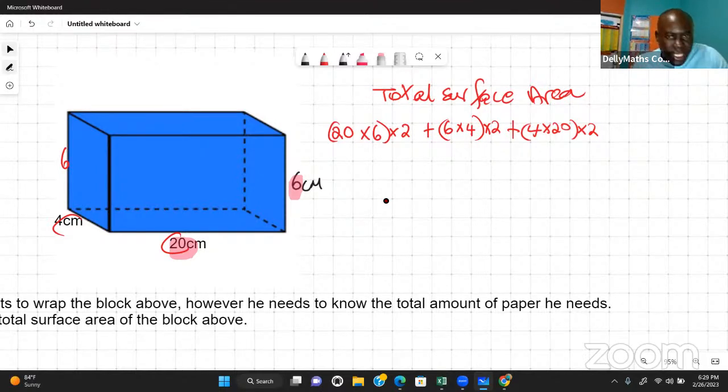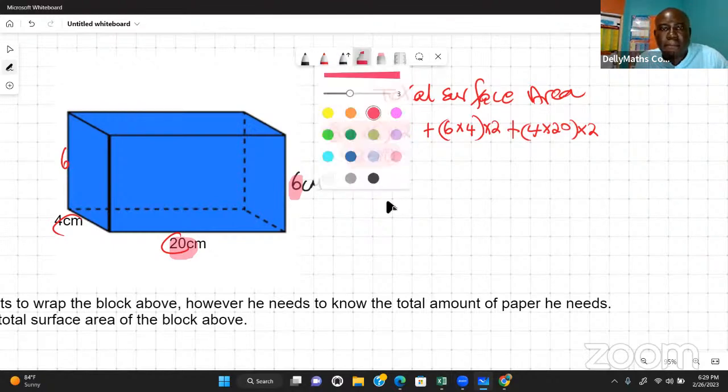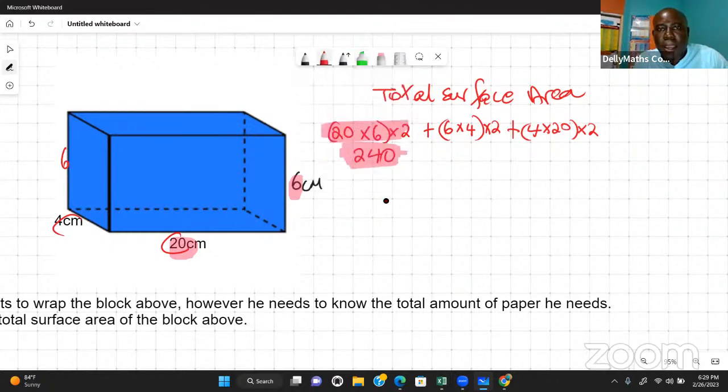So you're talking about 6 times 20. 6 times 20 is 120. You want to double that. So when you double this piece here, you get 240. All right, so that is for this piece right here. That gives us the 240 right there. Now, the 6 times the 4, that's 24. And when you double that, you get 48. So this piece here gives us the 48.